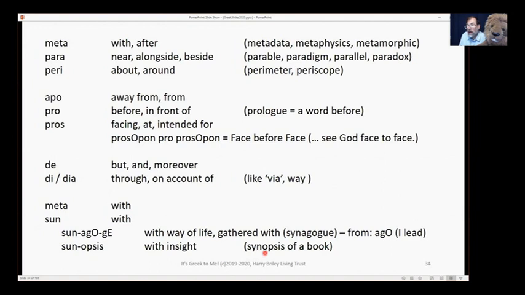This is with. Opsis is kind of an optic. I'm making an observation. So this is a capsulized summary, an abstract, if you will, of a book. And so it gets translated as "with insight." A synagogue is with a way of life. Birds of a feather flock together. And synopsis is with insight. So this little brief summary is going to give me insight into what the whole book is about. Think of a dust jacket on the back cover of a book, and you read that to say, should I buy the book? Well, the synopsis on the back cover should tell you enough about the book to say, yes, I'm going to buy the book.